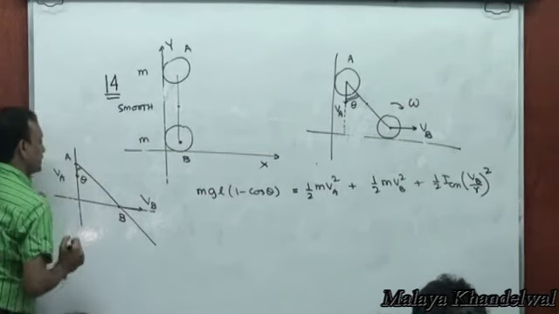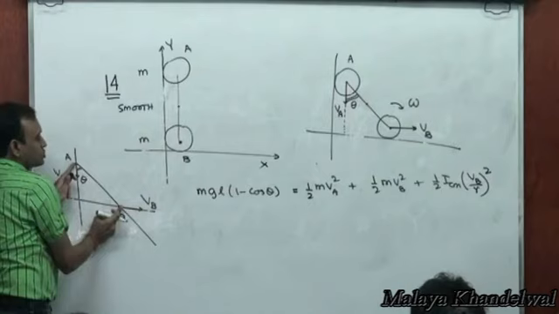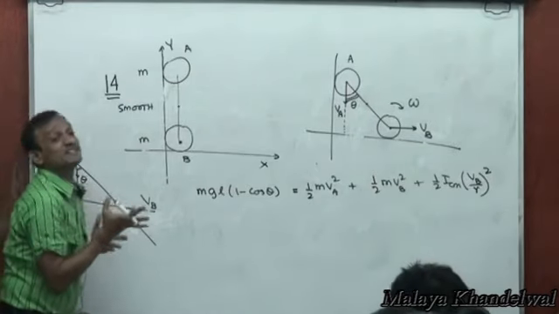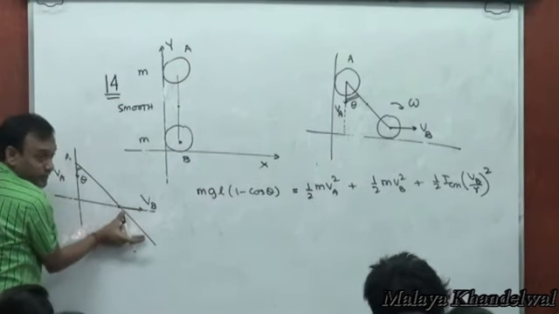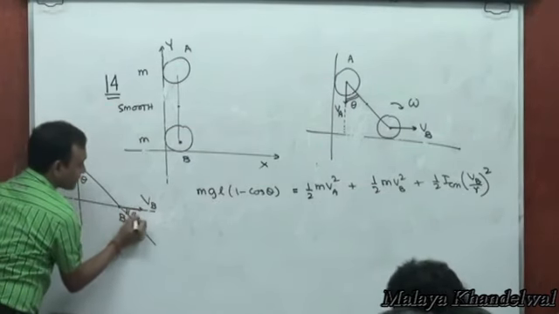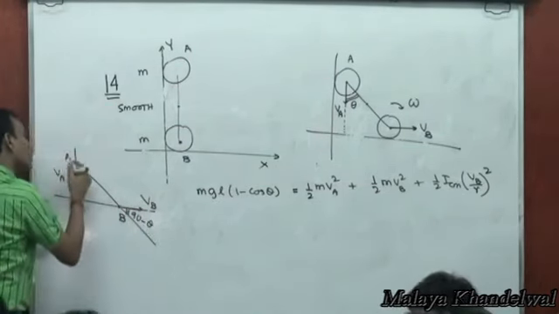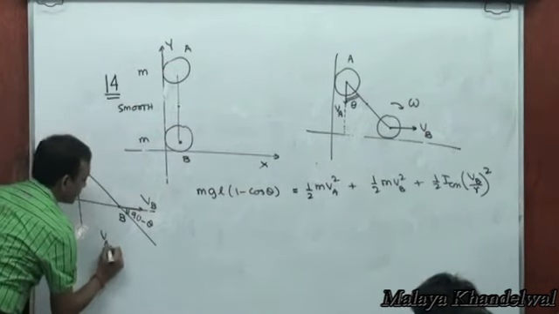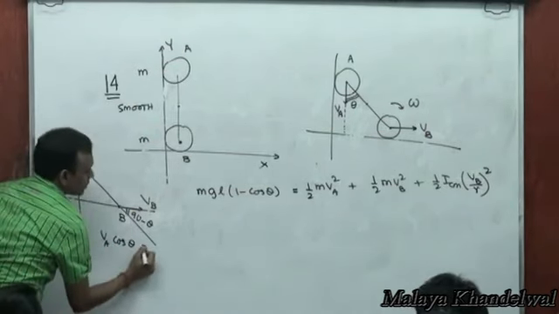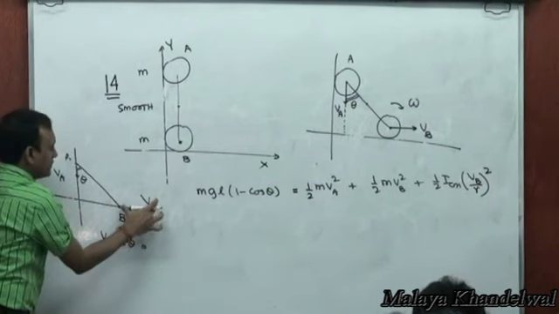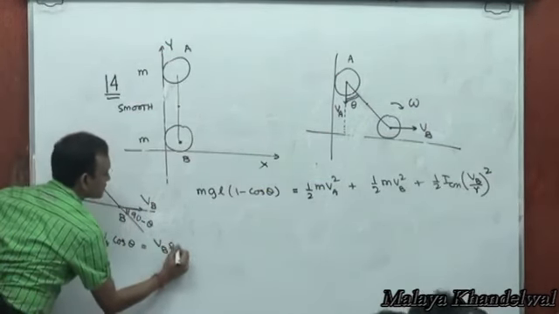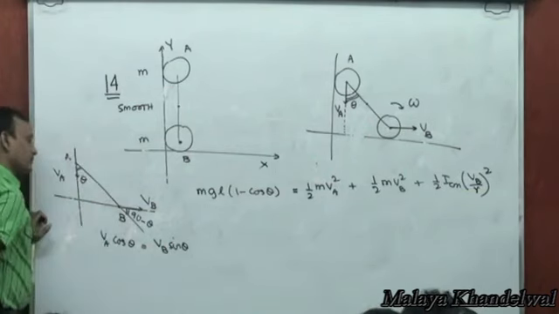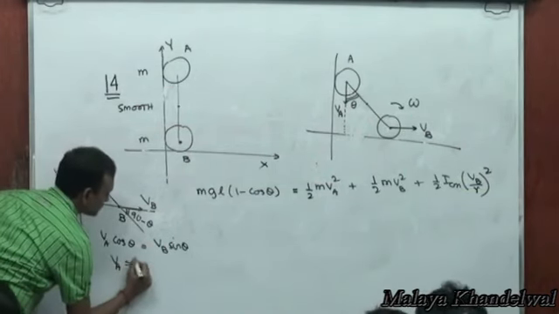Theta, very clearly, the relative velocity of A and B along the rod must be 0. That means velocity of A along AB must be equal to velocity of B along AB, right? Velocity of A along AB is VA cos theta, must be equal to velocity of B along AB, which is VB cos (90 minus theta), that is VB sin theta. So VA is VB tan theta.